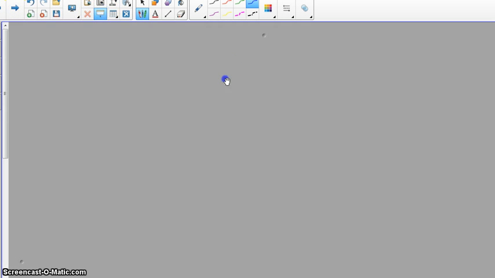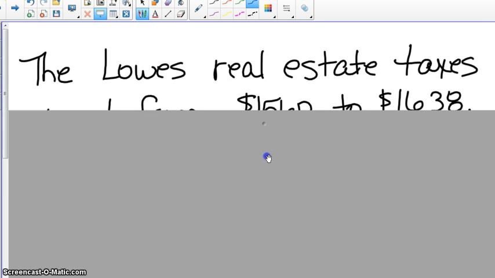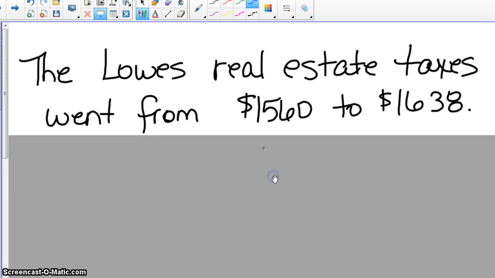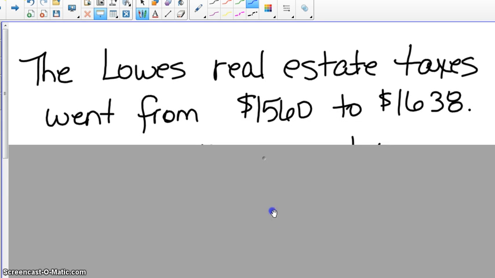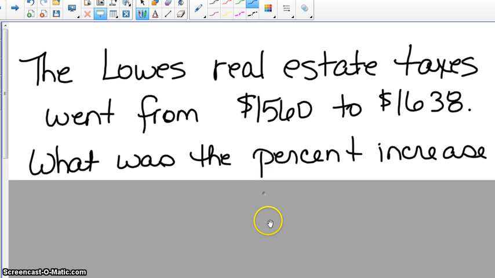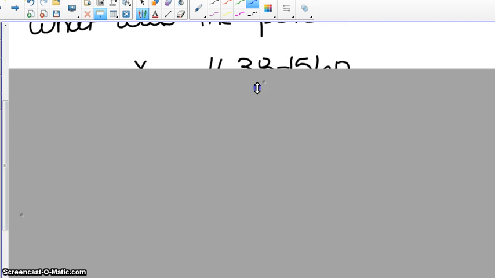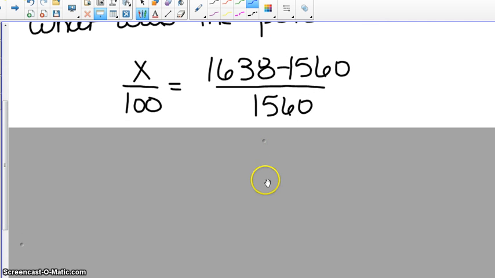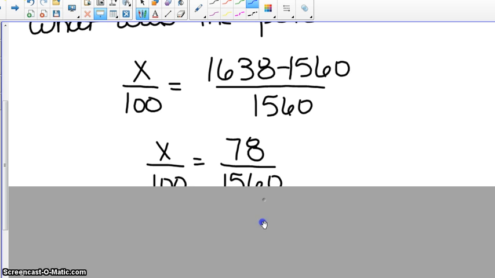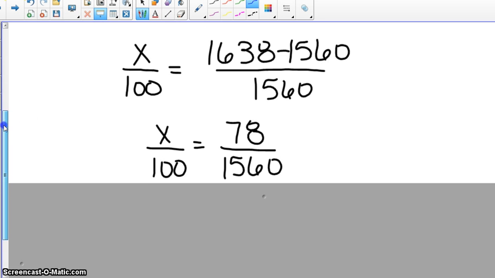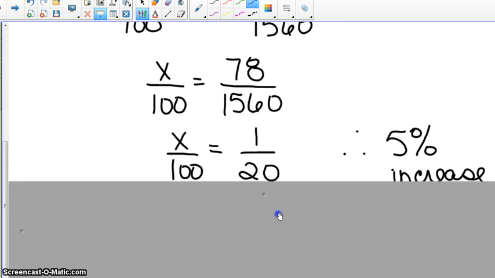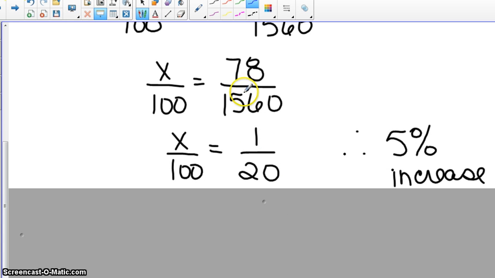All right, another problem. The Lowe's real estate taxes went from $1,560 to $1,638. What was the percent increase? All right, same type of problem. We're going to say percent increase is X, that's what we're looking for, over 100. Original price was $1,560. We've got to subtract to find the difference, which is 78. We're going to cross multiply. Well, we reduced first, which is what you can do.